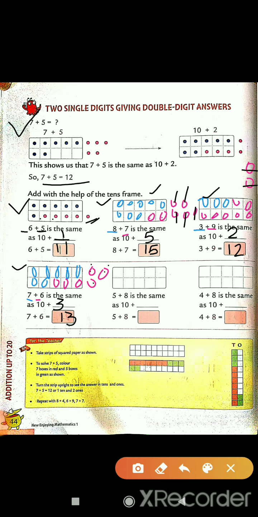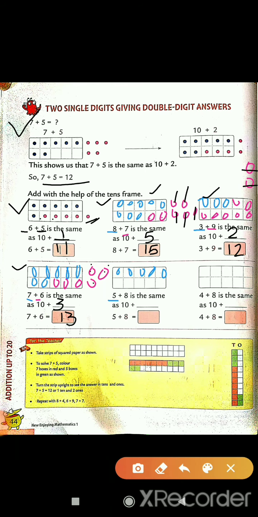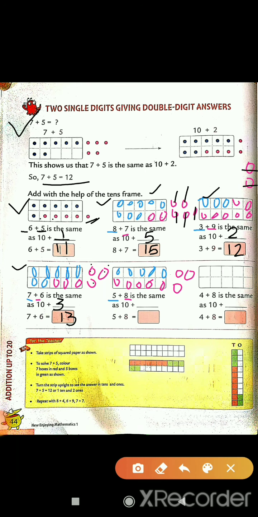5 plus 8 is the same as 10 plus dash. How many blue balls are there? 5. So 1, 2, 3, 4 and 5. Got it, students? Then how many pink balls are there? 8. So 1, 2, 3, 4, 5. Now remaining outside the box, 6, 7 and 8.